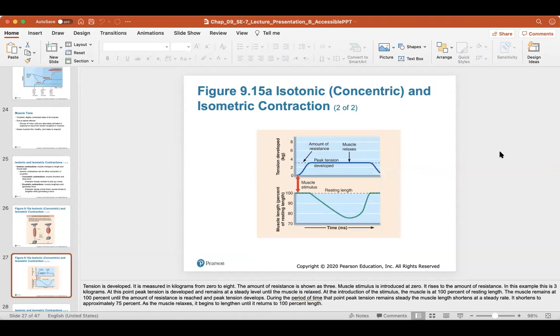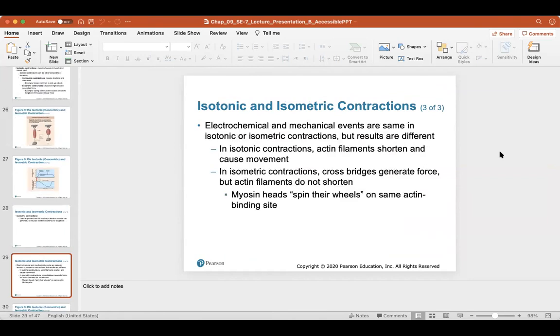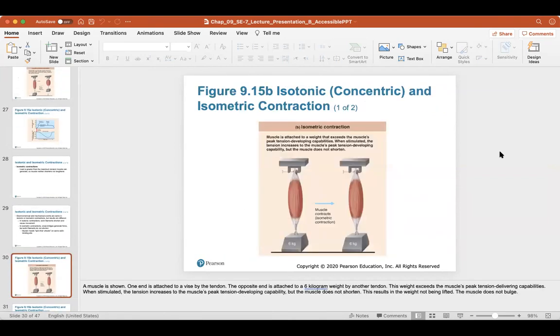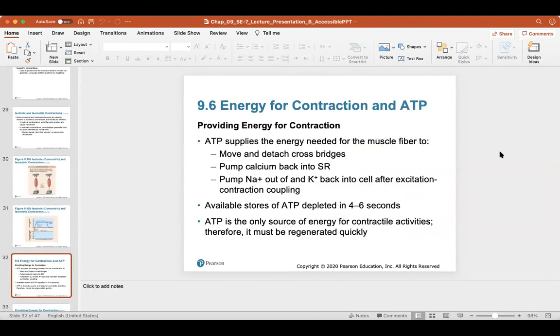and isometric contraction. And you guys will go over isotonic and isometric contractions in your lab as well. So I'm going to kind of skip over those. You are responsible for this information, but you'll look over a lot of it in lab.